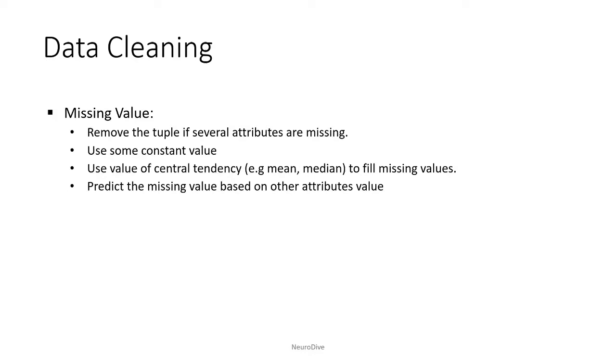In data cleaning, the first point is to deal with the missing values. First, we can remove those rows which have several attributes missing. This is not a right approach as it may lead to a loss of information. Then we can fill those missing values either with a constant value or the central tendency of the attribute, like the mean and median. Or we can predict the missing values based on the other attribute values. For this purpose, we can use machine learning algorithms like KNN and decision tree to predict the missing values, and it works well.